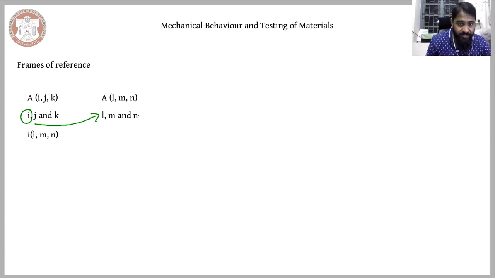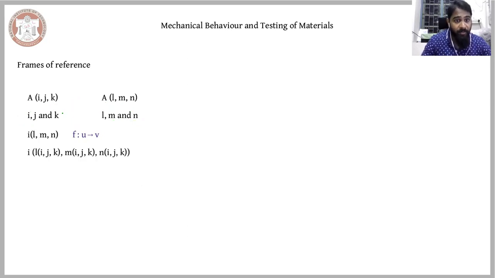So this is my first mathematical operation, wherein I am expressing i in terms of l, m and n. And once I have performed this operation, now I'm going to invert it, meaning I'm going to express my l in terms of i, j and k, m in terms of i, j and k, and n in terms of i, j and k. So this is essentially the inverse of what I did here. So when I do that, I'm doing the inverse of my operation.